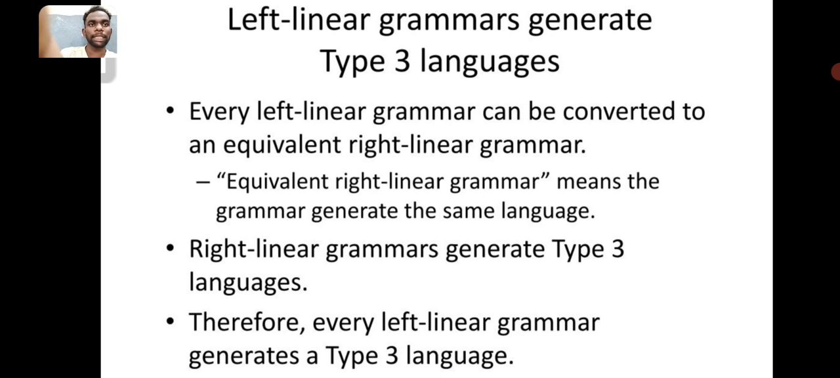Left linear grammar generates type 3 languages. Every left linear grammar can be converted to an equivalent right linear grammar. Equivalent right linear grammar means the grammar generates the same language. Right linear grammars generate type 3 languages. Therefore, every left linear grammar generates a type 3 language.